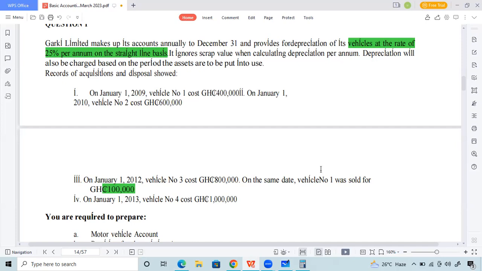Since you are disposing of a certain asset now, vehicle 1 bought in 2012, since you are selling it out, the depreciation will also go out. So you now need to determine what the depreciation is as at the time of disposal. You bought this particular asset in January 2009, so it has already been depreciated by 100,000. In 2010, another 100,000. In 2011, another 100,000. So that is making 300,000.